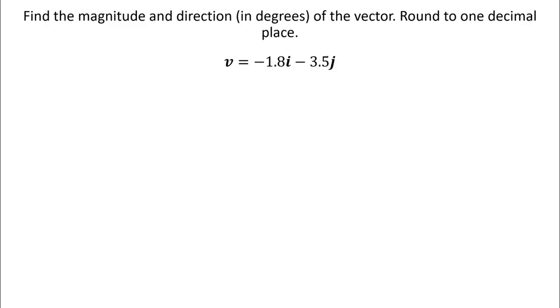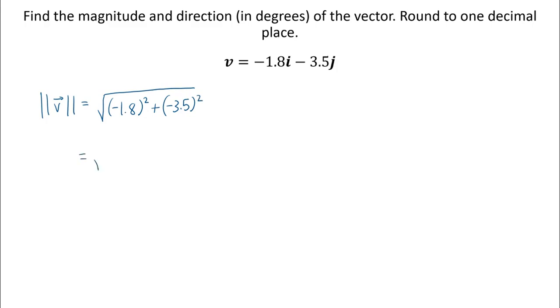Let's see if we can find the magnitude and direction of this vector, and we're going to round to one decimal place. So we're given a vector v. Vector v is equal to negative 1.8 i minus 3.5 j. And we want to find the magnitude and direction of this vector so we could write it in polar form if we wanted to. So let's start by finding the magnitude. The magnitude of v is equal to the square root of a squared, which is negative 1.8 squared, plus b squared, which is negative 3.5 squared.